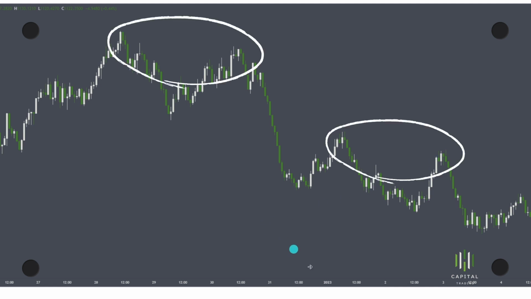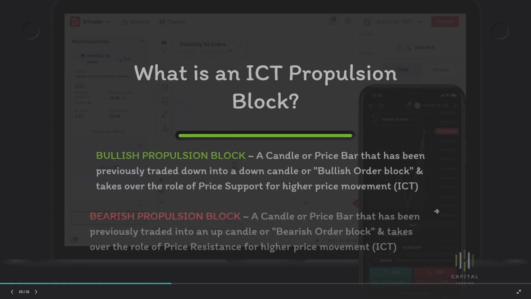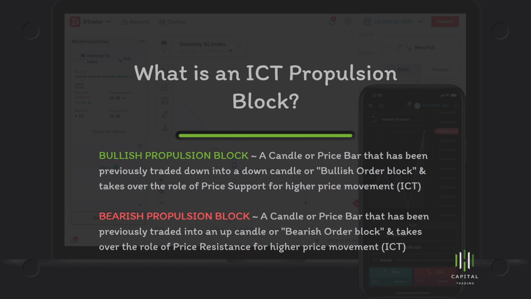And then we are going to dive into the ICT propulsion block. So what is an ICT propulsion block? When we look to go bullish, this is how we define a propulsion block: a candle that trades into a down candle, or a bullish order block, and takes over the role of price support for higher price movements.